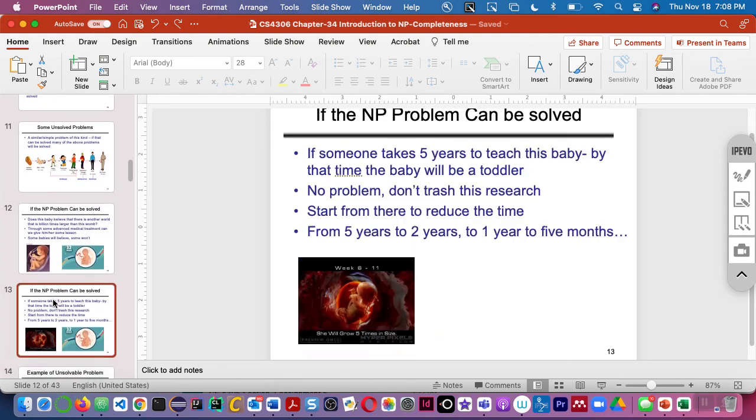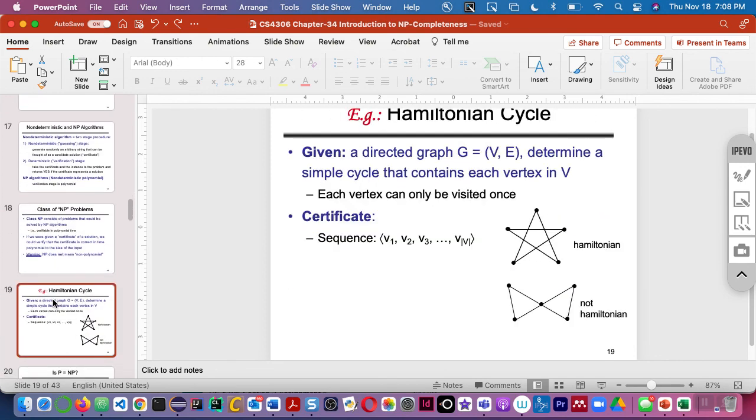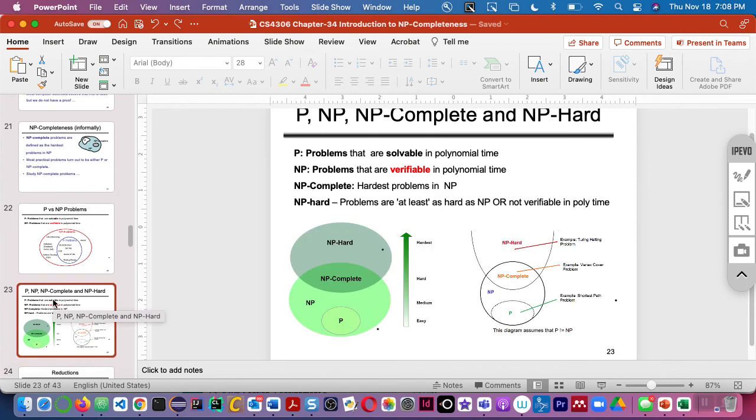That means whenever we say that there is a problem, okay, and that is not solved yet, don't be upset. Try to solve it. Okay, and whatever you can do, share it with others. And other people's research will benefit from starting from there. Maybe they will give a better result. Okay, that is the NP completeness.